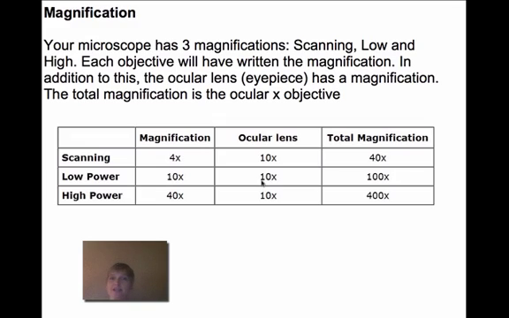There are three magnifications. There's scanning, which is the 4 times. It'll be the smallest objective lens on the microscope. And then there's low power, which is 10 times, and that's going to be a little bit bigger objective or lens. And then there's high power, which is the 40 times. So with scanning, you get a total magnification of 40. With low power, you get a total magnification of 100. And with high power, you get a total magnification of 400.